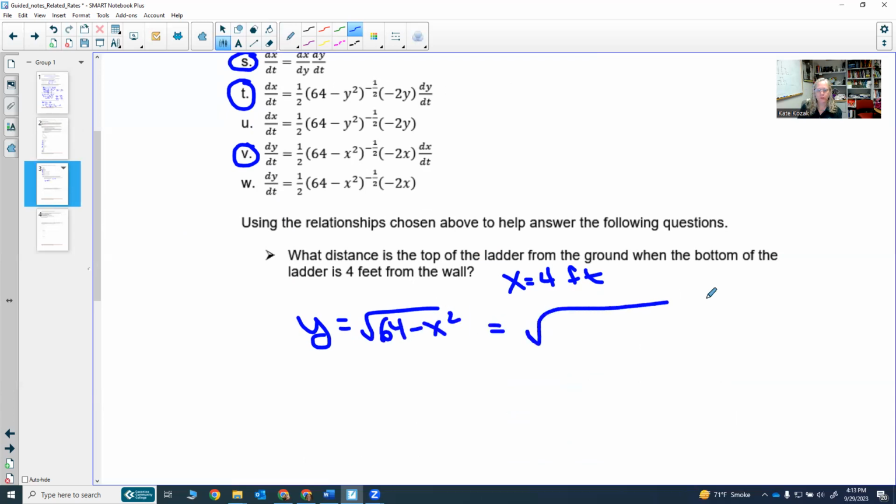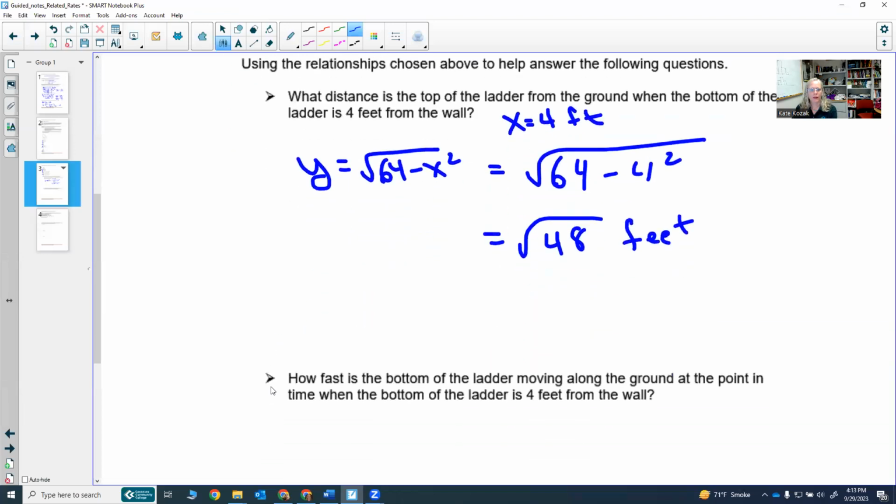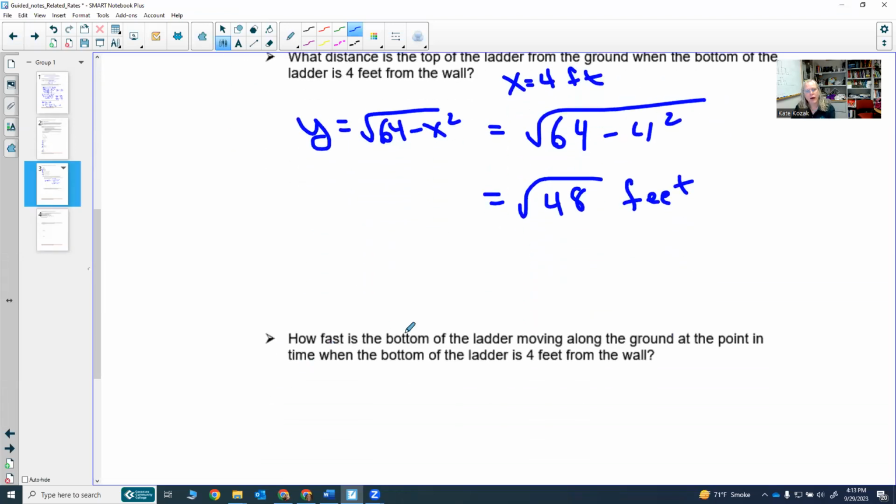We know what x is equal to, so it's going to be 64 minus 4 squared. So we get the square root of 64 minus 4 squared, which is 48. So that's the square root of 48 feet. Now the next question asks us, how fast is the bottom of the ladder moving along the ground at the point in time when the bottom of the ladder is 4 feet from the wall? Well, when I want to know how fast the bottom of the ladder is moving on the ground at a point, then I want to find dx/dt. So I'm looking to find dx/dt.